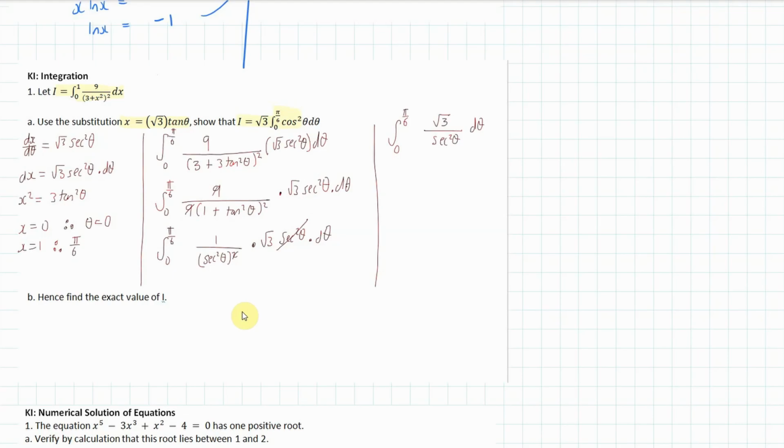This is fabulous. So our next line we can take that square root 3 out, then we have our integral sign, and something over sec squared theta. Well, remember sec squared theta is 1 over cosine squared theta, so now we've got exactly what we want. We are done. There's our answer. We have shown it. Now we're going to find the exact value of I.